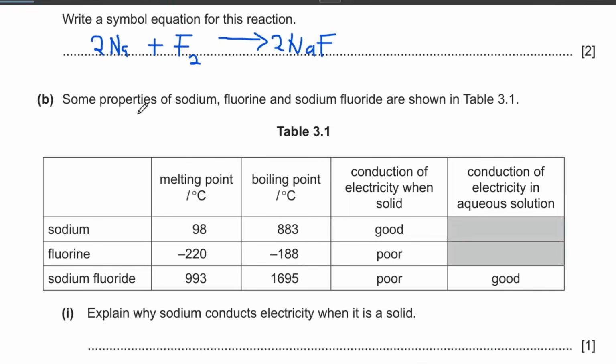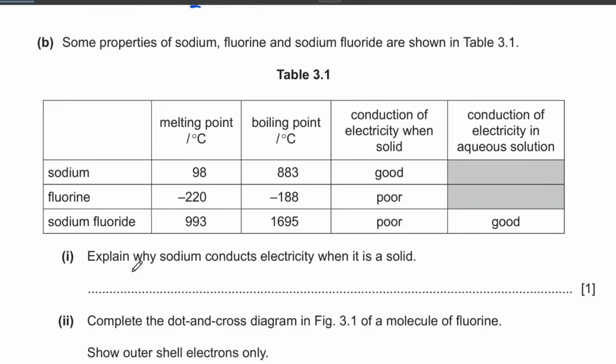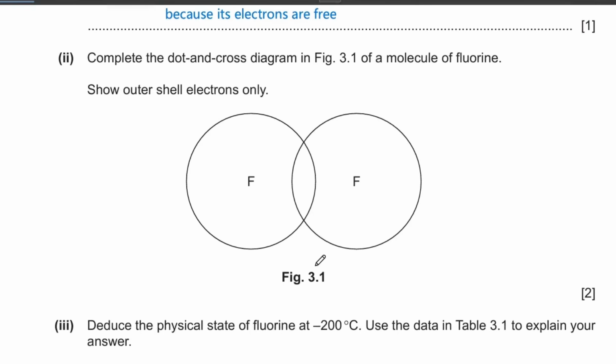Next question. Some properties of sodium, fluorine, and sodium fluoride are shown in table 3.1. This is table 3.1. We have their melting point, boiling point, conduction of electricity when solid, and then conduction of electricity in aqueous solution. Our question says, explain why sodium conducts electricity when it is a solid. The answer is because its electrons are free. You remember your metallic bond, you said that metals have free electrons, and because of that, they conduct electricity when they are solid.